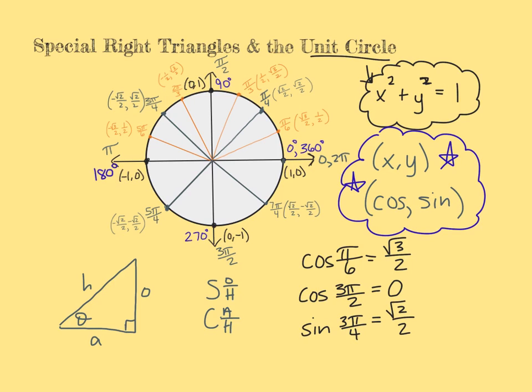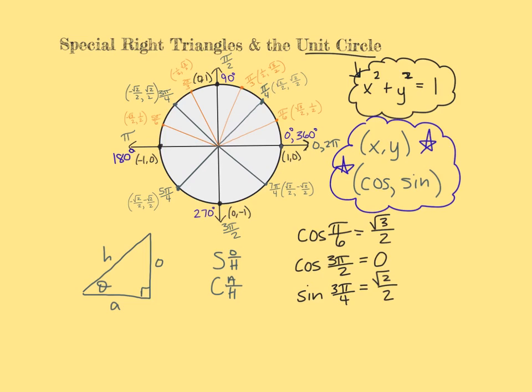Let's do one more. Let's find the sine of 90 degrees. Where is 90 degrees? It's right here. Sine is the y value. The y value is 1.